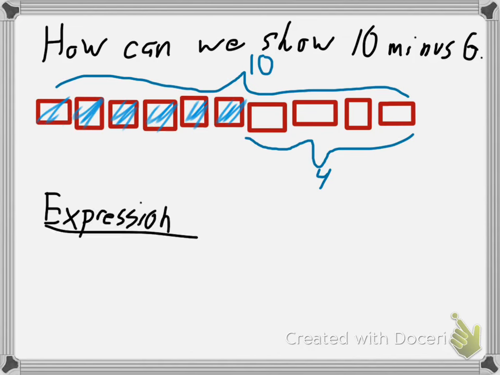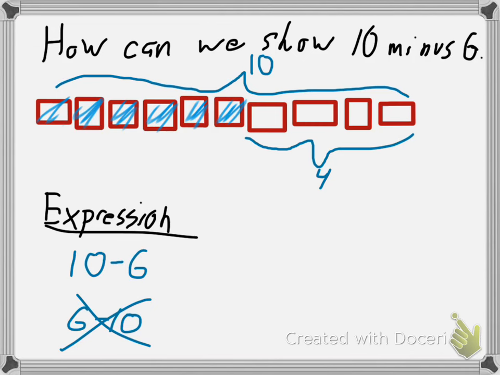And again, if I needed to write that as an expression, I'm going to start with my 10 and subtract from that 6. Now, could I write it as 6 minus 10? Well, is order important with subtraction? Yes, order is important with subtraction, so I can't write it like that. I can't start with 6 and then take away 10.